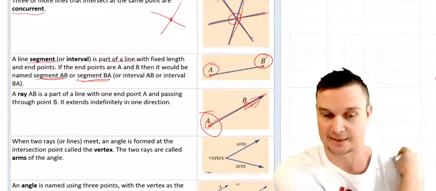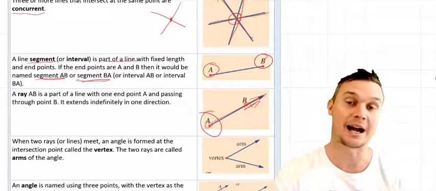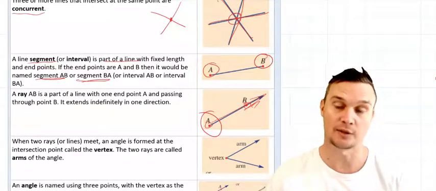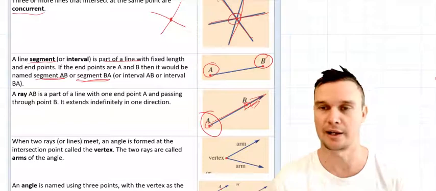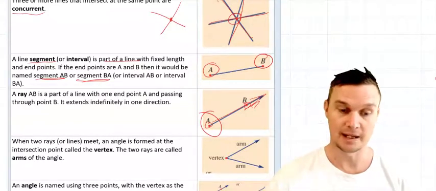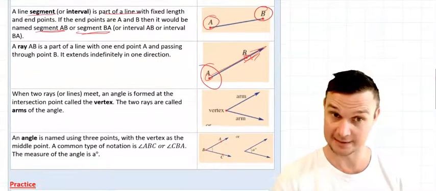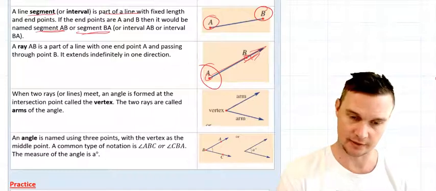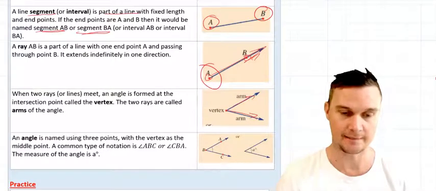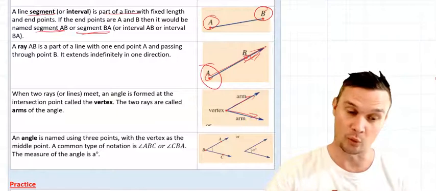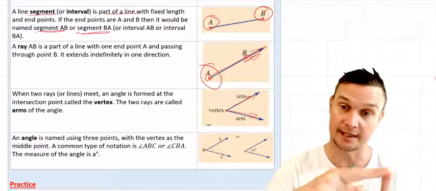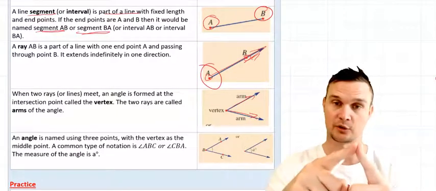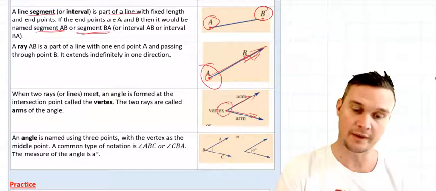And so as it says there, it's part of a line with one endpoint A and passing through point B. So it's kind of like a segment and a line, a mixture between those two. Now when we have 2 rays, you can see here, we've got this ray here and this ray here. The point that they form we call the vertex. As they both come in, they sort of hit that point there, and we call that a vertex.